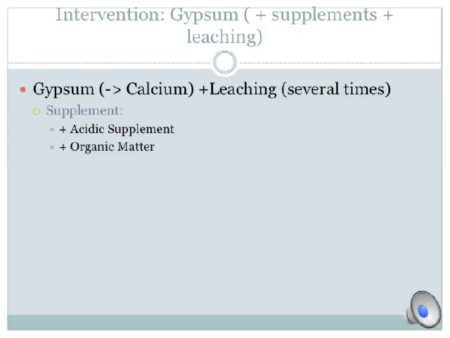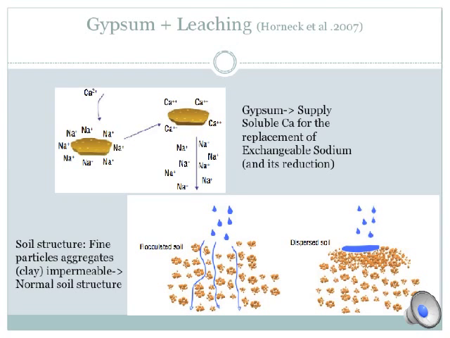Regarding the intervention we want to have here, we are proposing gypsum, which is a calcium supplement intervention. By intervention, we mean incorporating it into the soil with some supplements and then leaching several times. The supplements are only meant to create optimal conditions, and per se, gypsum with the leaching is the intervention that we're looking into. So, gypsum and leaching.